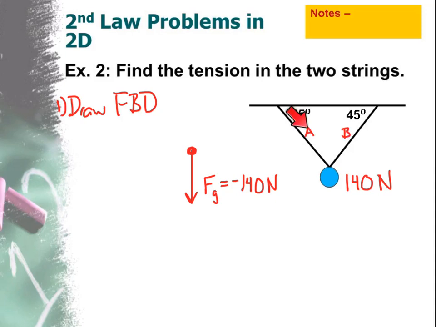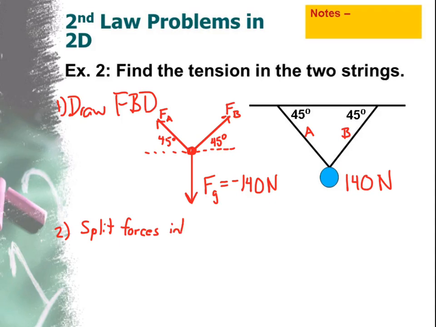So let's go ahead and label these ropes: rope A, rope B, and then write their tension forces. Okay. So this is the tension force of rope A. It's inclined at a 45-degree angle, and the tension in rope B is also 45 degrees off of horizontal. Alright, now that we have a free body diagram, we're going to have to split the forces into their components, x and y.